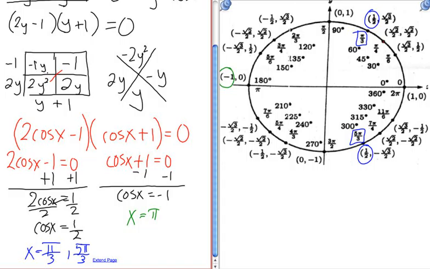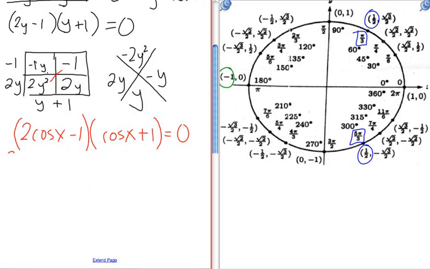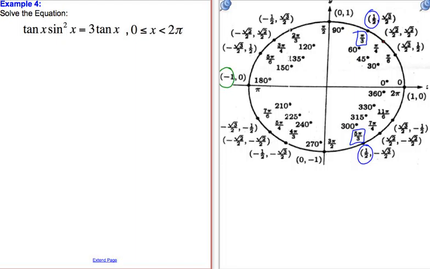So I have 3 potential solutions. They are pi over 3, 5 pi over 3, and pi. Those are the solutions for this quadratic form of a trigonometric function. So you're going to use your skills from the past along with your understanding of the unit circle and where certain cosines exist. So let's take a look at the next example.